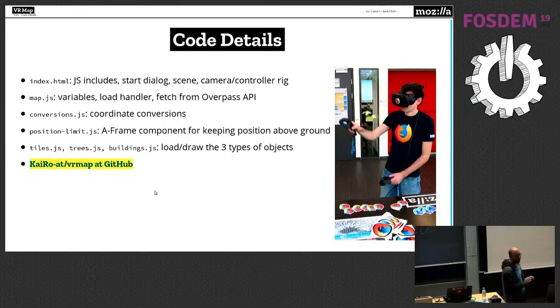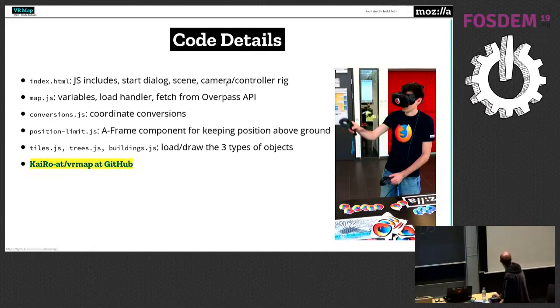Position limit is an A-frame component. It's pretty nice to see how a basic A-frame component looks, because in the first version I could fly through the floor. And that's not that nice, so I wrote the component that actually prohibits flying through the floor. And this can actually limit even more. And tiles, trees, buildings, JS are for drawing those three types of objects.